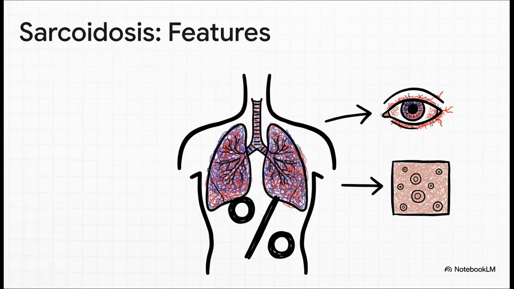So even though it's a systemic disease, the lung is its favorite target. In 90% of cases, the lung is involved. Classically, you'll see enlarged lymph nodes on both sides of the hilum. We call this bilateral hilar lymphadenopathy. There is also a very typical immune response inside the lung, with a lot of CD4 plus T helper cells. And please don't forget, you must always check the eyes and the skin, as they are also very commonly affected.